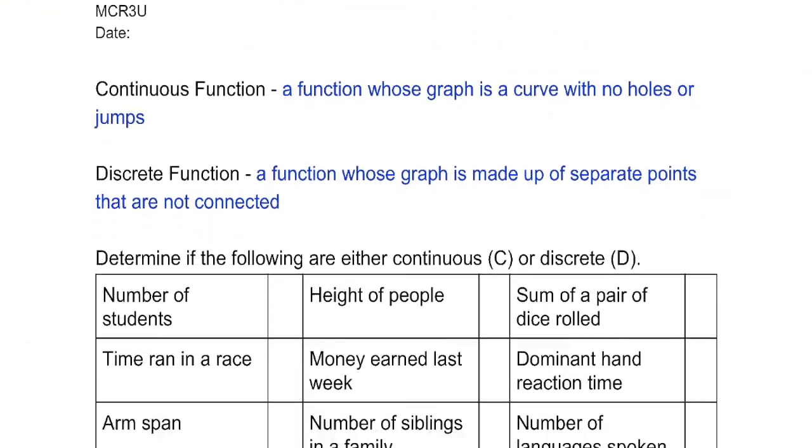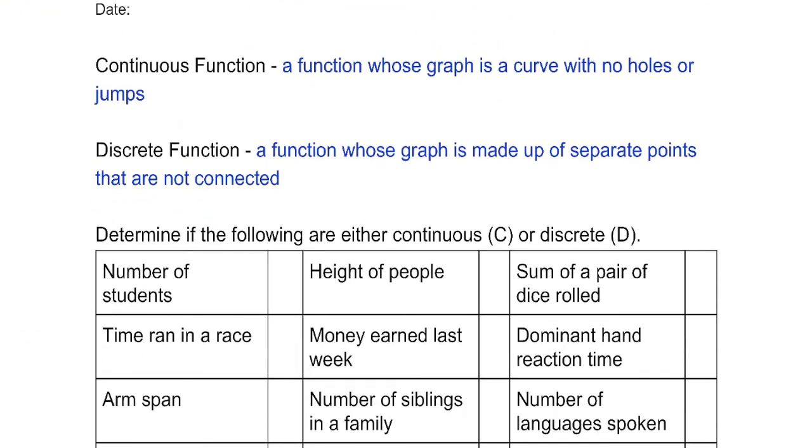So let's go explore some more definitions. To be honest, this one isn't that important for this unit, but we need to be conscientious of the difference between a continuous function and a discrete function. A continuous function is a function whose graph is a curve with no holes or jumps. In other words, it's all connected at once.